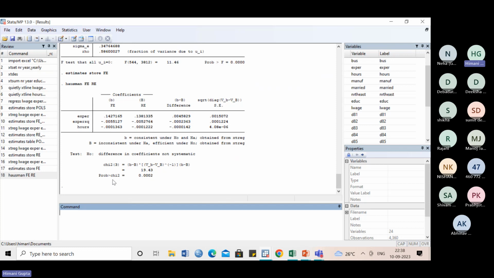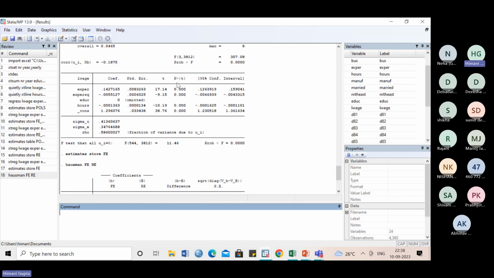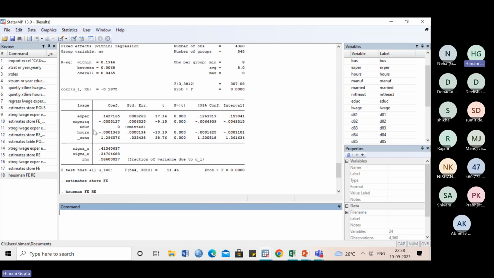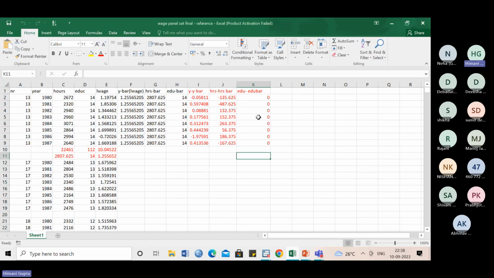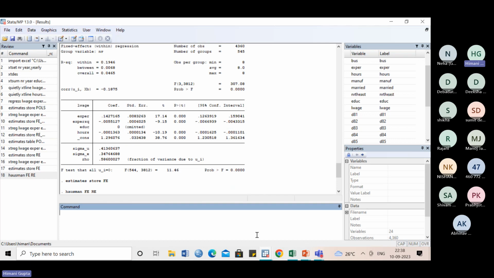And you can see that your p-value is less than 0.02, so the problem of endogeneity is there. If the problem of endogeneity is there, we have to go with FE only. So I'll go with these results over here in FE. You can see that education is omitted. It has come out to be 0, and if I go to my Excel also, my education was 0. So this is the manual part that I have done, and this is what the software has done for me.